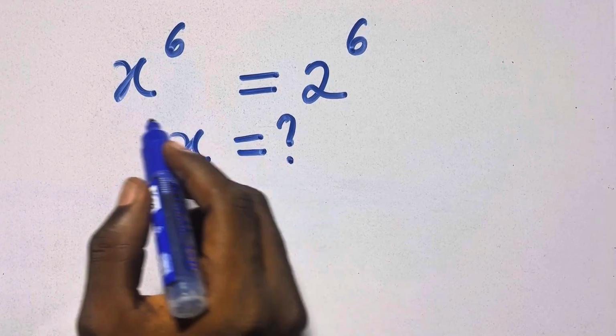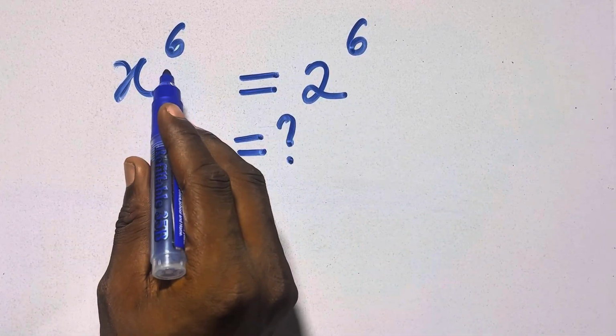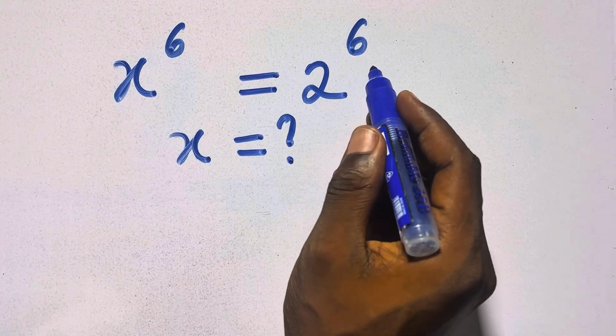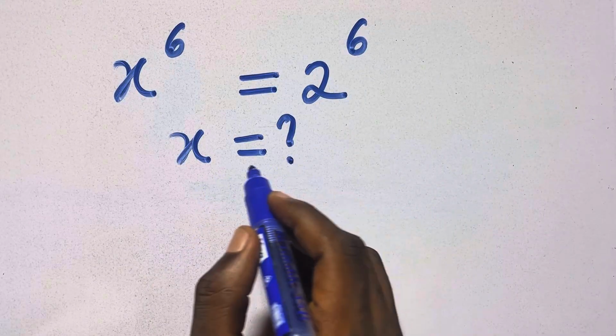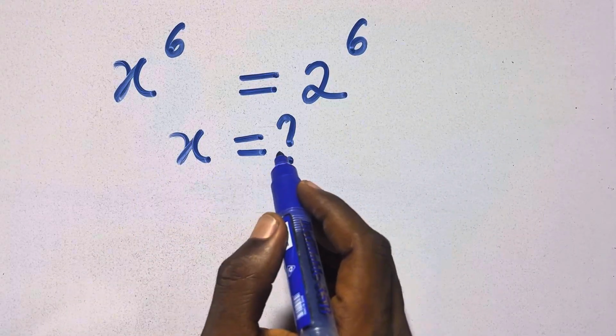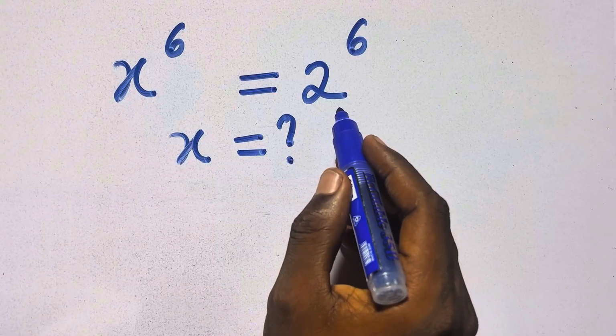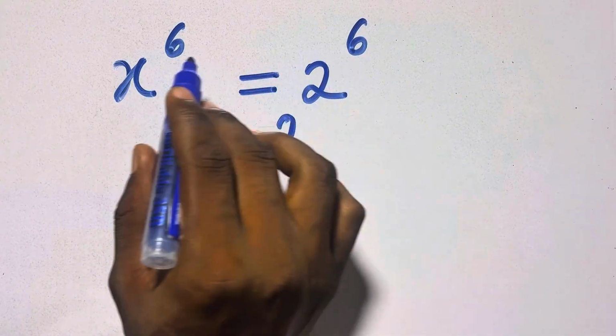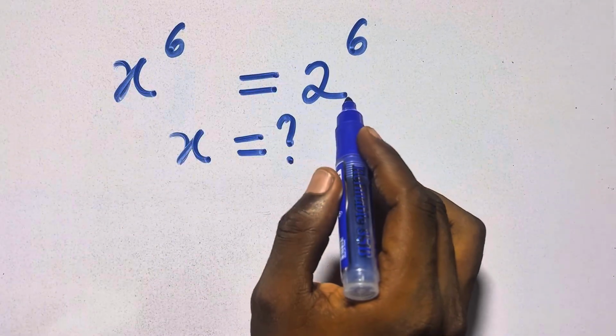We want to solve this nice exponential equation given x raised to the power 6 equals 2 raised to the power 6. We're asked to find x. So I know the first thing that will come to your mind is x equals 2, because if you are going to cancel the powers, x will be equal to 2.